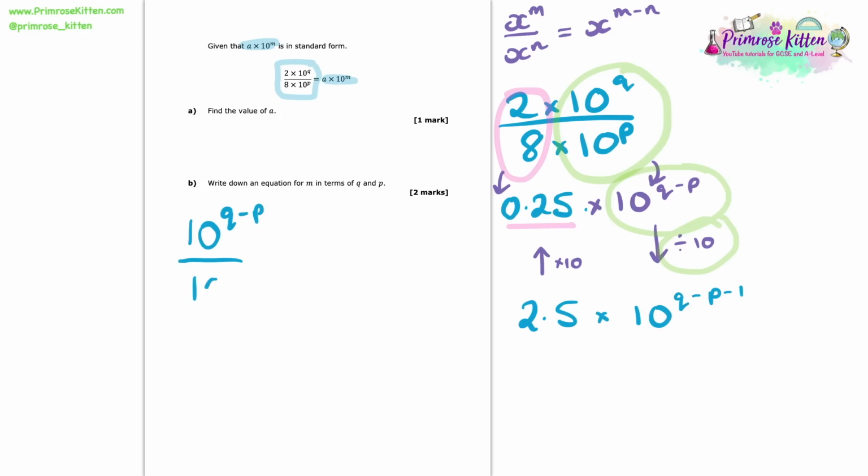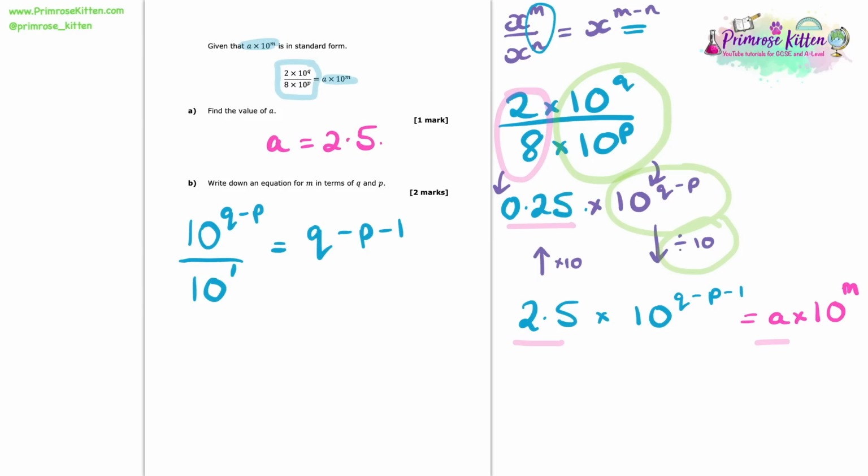So if we divide it through by 10, it's essentially 10 to the 1, isn't it? And we know that when we divide these indices, we subtract. So that's where we're getting our q minus p minus 1 from. So now we have something which is indeed in that standard form. So what we've got here is a times 10 to the m. So now we've done this, we have the answer to part A. A is equal to 2.5.